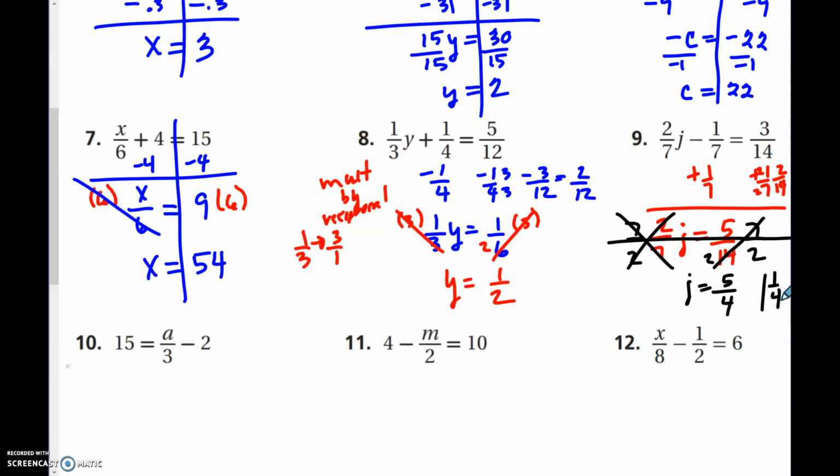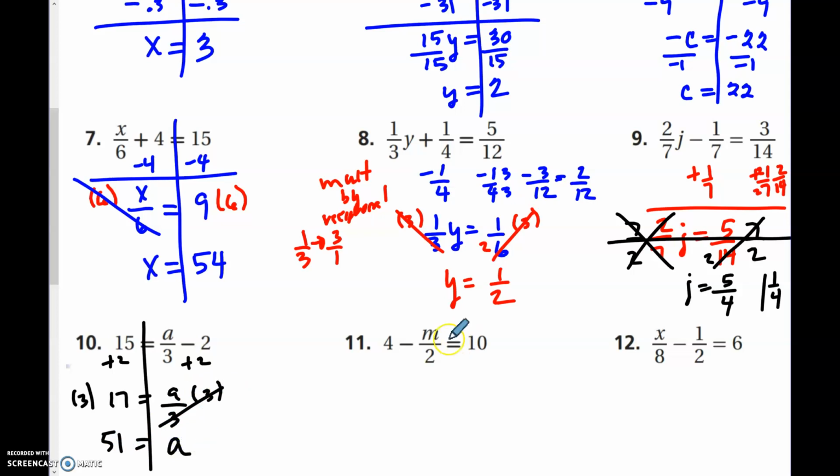All right, last 3 here. So in this number 10, because this says -2, we need to add 2. So we have 17 equals a/3. Now that doesn't really say a/3, it really means a divided by 3. And the opposite of dividing is multiplying. So you need to take 17 times 3 and get 51. And over here our 3 simplify to a 1, and 1a is just a.